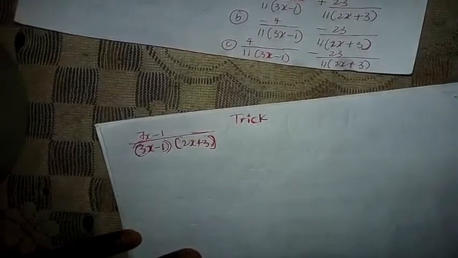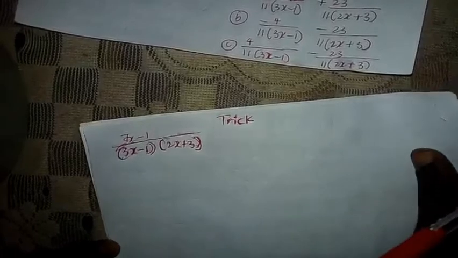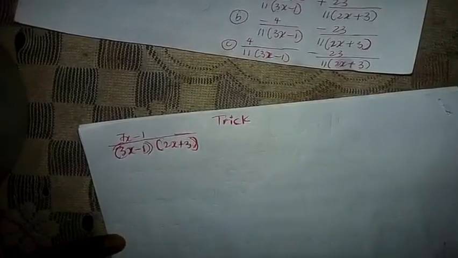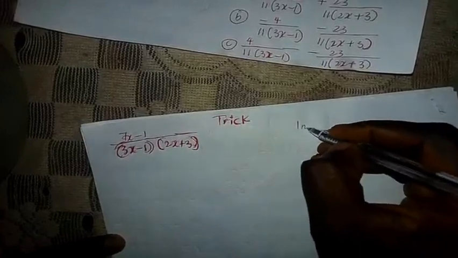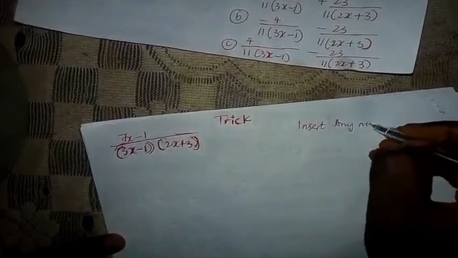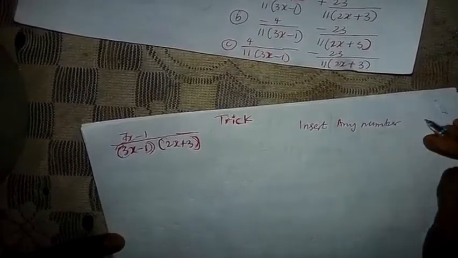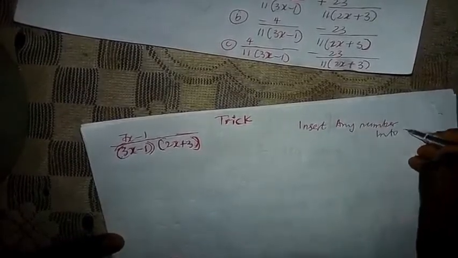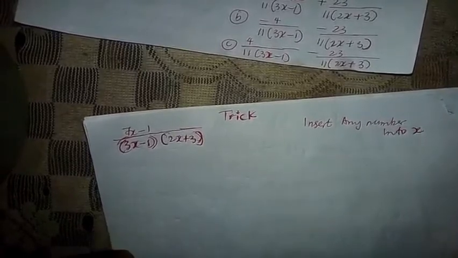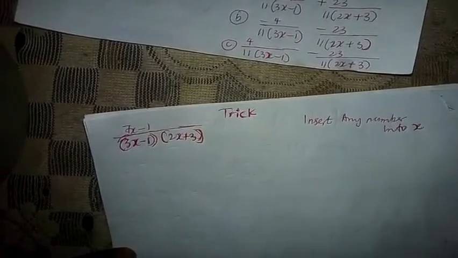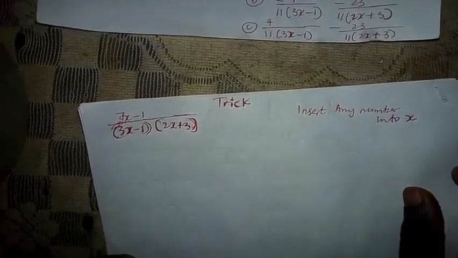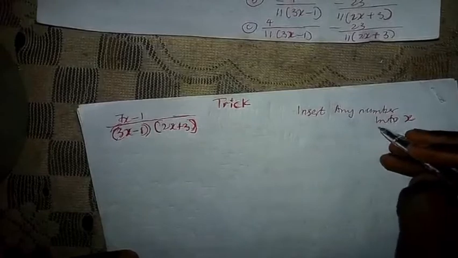So the trick now, you are going to insert any number you want. Any number you insert, you insert into x. Basically I normally use 0, because 0 will remove everything for me, and it will make it very, very fast. So insert any number into x.